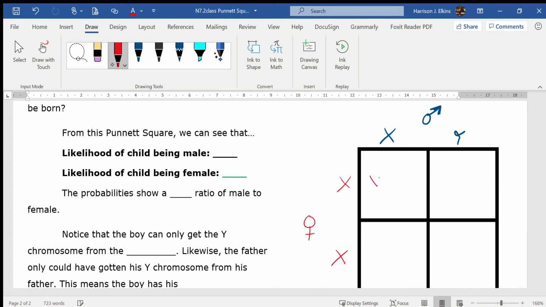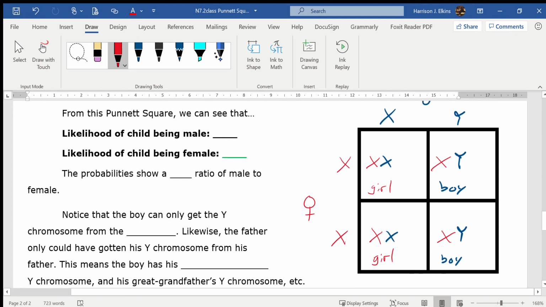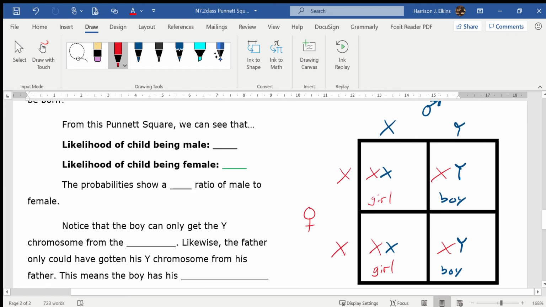All right, so after filling this out, you should have gotten this. Bring that X down, bring that Y down, bring that X down, bring that Y down. All right, what's the phenotype? Here, this would be a boy, girl, boy, girl. Okay, so look at that. We have the 50-50 chance. So the likelihood of being a male is 50% chance, and the likelihood of being a female is a 50% chance.